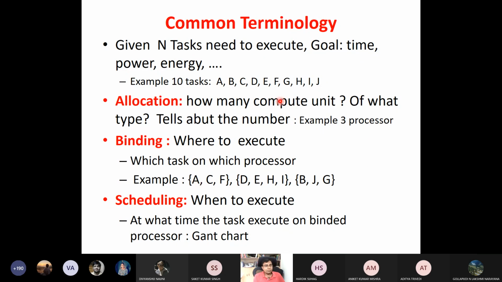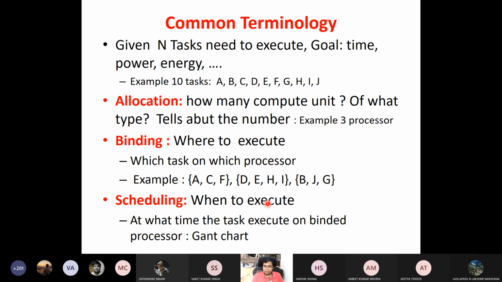Then the third point is called scheduling. Scheduling is when to execute, at what time the task executes on the bound processor. So the first one, allocations, tells about the number. The second tells about the space, where to execute. And the third term, scheduling, says when to execute, at what time the task executes on the bound processor.